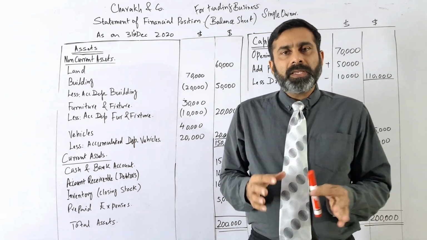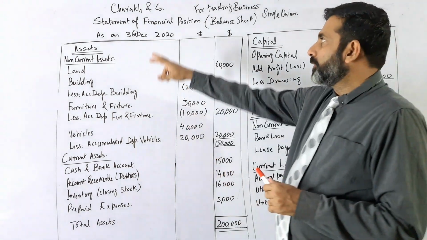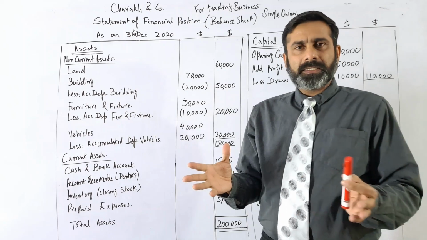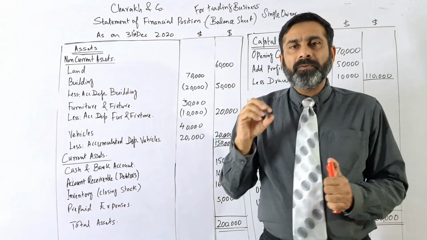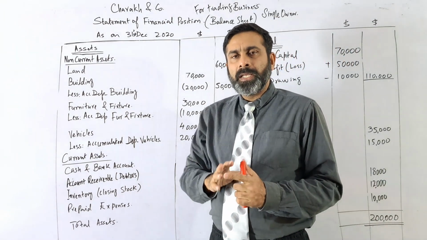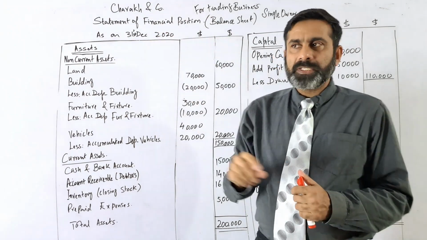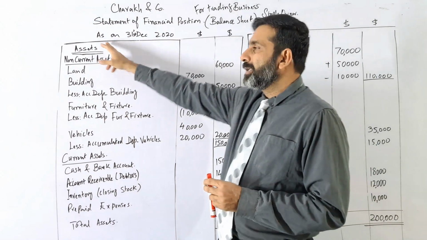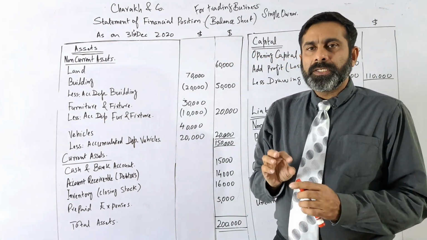So today we will discuss the second statement, that is called what? The statement of financial position. Okay, as for the format, we have to write the name of the company. So whatsoever is the name of the business or the name of the company, we have to write. Then we have to write the name of the statement, which is the statement of financial position. Then we have to write the date on which we are preparing this financial statement.